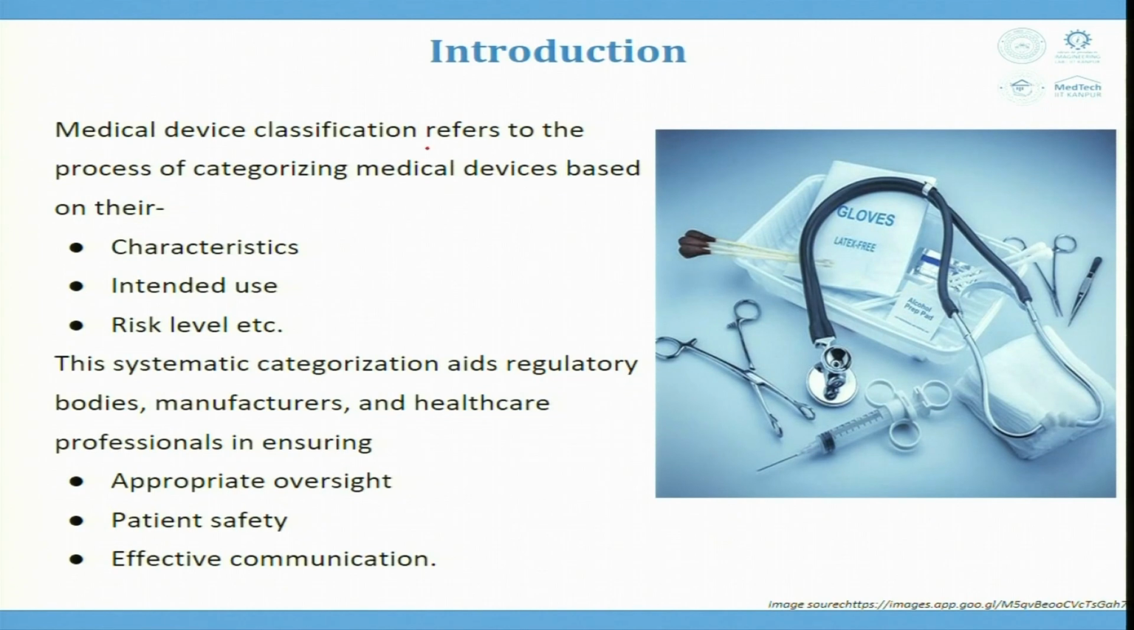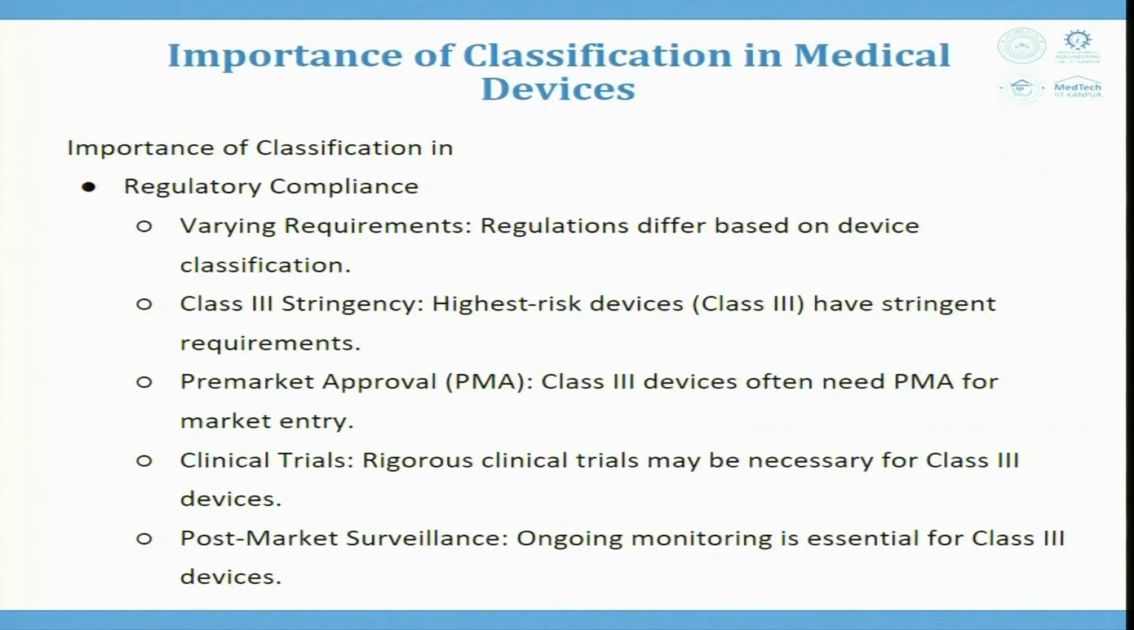Medical device classification refers to the process of categorizing medical devices based on their characteristics and intended use. At this level, this is only a recap of what we have discussed in the previous lectures. This systematic categorization aids regulatory bodies, manufacturers and healthcare professionals in ensuring appropriate oversight, patient safety and effective communication. This is all largely discussed in the last two lectures.